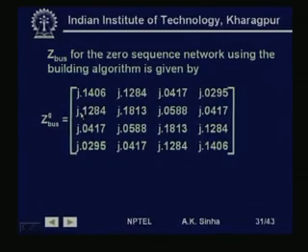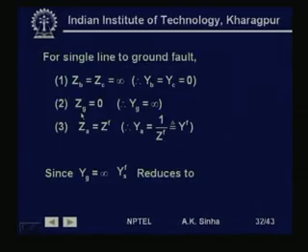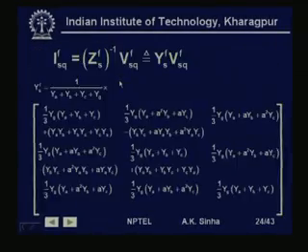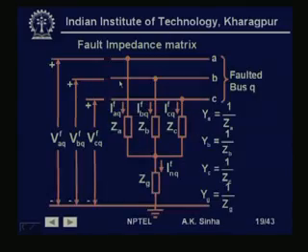Now we will see how we will use them for a single line to ground fault at bus 2. For a single line to ground fault, ZB and ZC are infinity. That is, we have seen earlier, ZB and ZC will be infinity, these are open, and only phase A is grounded through ZA and ZG.